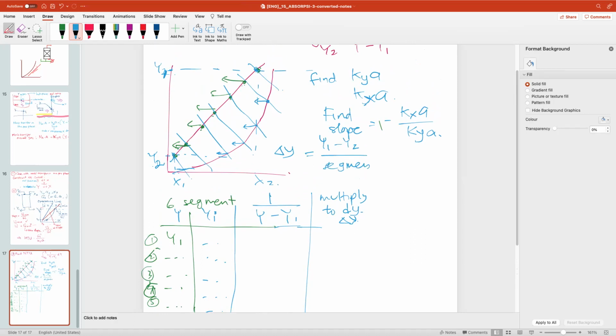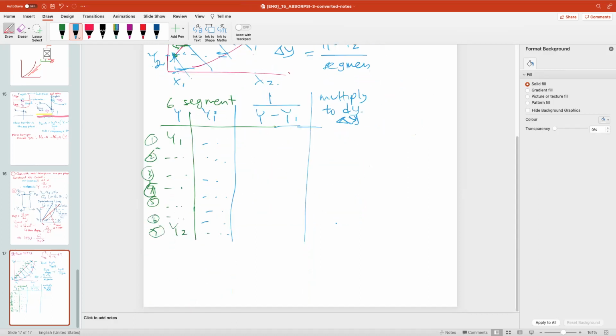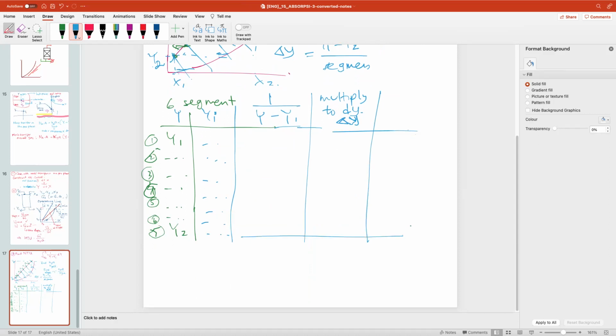For example, you have 6 segments: 1, 2, 3, 4, 5, 6, so you change into 6 segments. If you want to change into 4 segments, that's fine as well, okay. The difference is only going to be in the errors. And then just multiply with delta y, and then you got the function. And then just add it up. And this one is equal to the integral of 1 over y minus yi dy. Okay, and this is equal to the NTU.